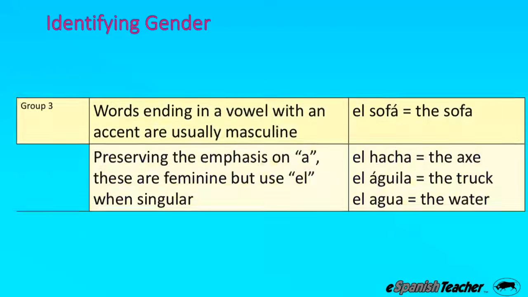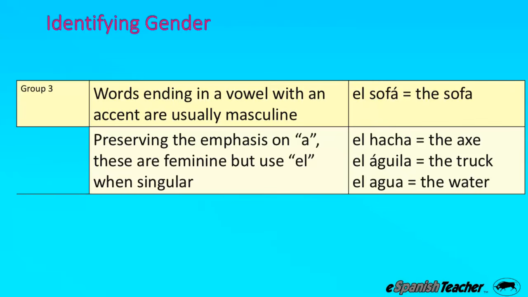Finally, the most difficult grouping are words that end in a vowel where that vowel has a written accent. These are usually masculine. So for example, el sofá, the sofa, that word, even though it ends in an A, is masculine because it's a vowel with a written accent.